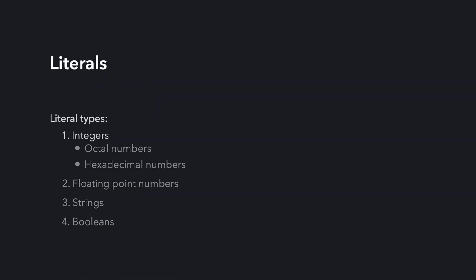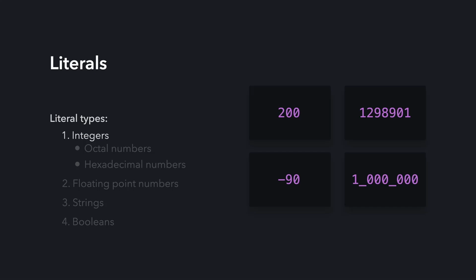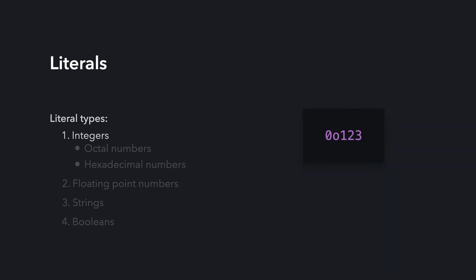The first literal type is the integer. An integer is a number that doesn't have a fraction. So for example, the numbers 200, 1_289_901, -90, or 1_000_000. The underscores in the 1 million are just a way for developers to make large numbers more readable, but they aren't necessary. There's also octal numbers.